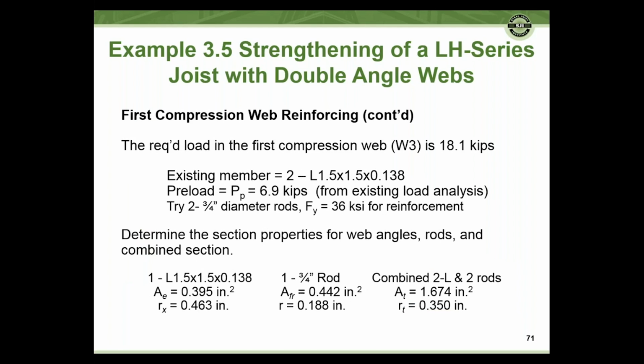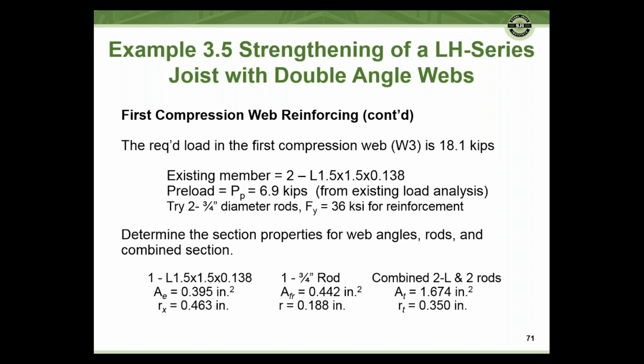So when we looked at our first compression web, we found out that the force we needed was 18.1 kips. Our existing member was a pair of equal leg angles, 1.5 by 1.5 by 0.138 thickness. We did an existing load analysis and found that the preload in that member is 6.9 kips. And remember, it's a double angle, so we're going to try two 3/4-inch rods for that as well.